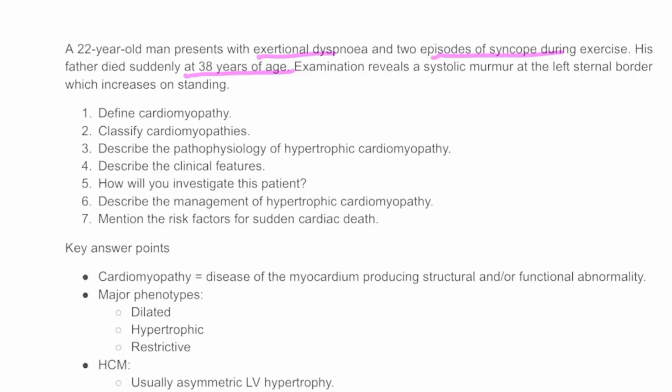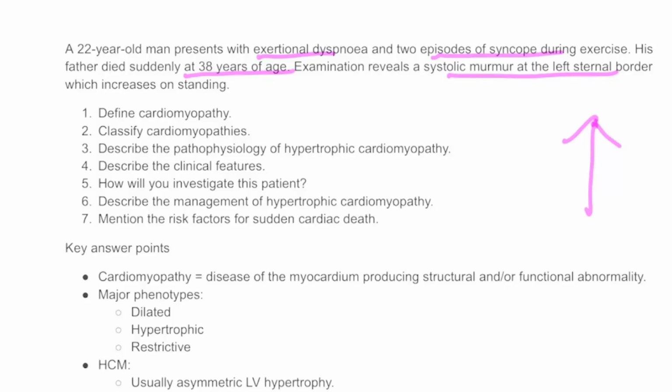Examination reveals a systolic murmur at the left sternal border, which increases on standing. So in dynamic auscultation, when the patient is standing, what happens? The left ventricular inflow, that is, the input, is less, so the volume of the ventricle is less, and in any patient with hypertrophic cardiomyopathy, when the volume is less, obstruction increases and the murmur increases. So this is the dynamic auscultation. You can definitely say that this patient has hypertrophic cardiomyopathy. This point is clear. So the possible questions are here.